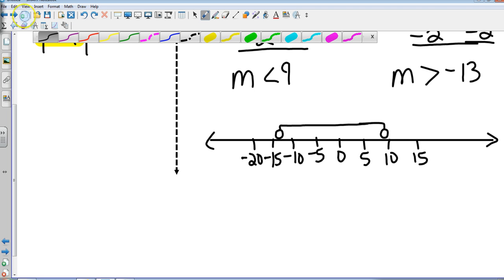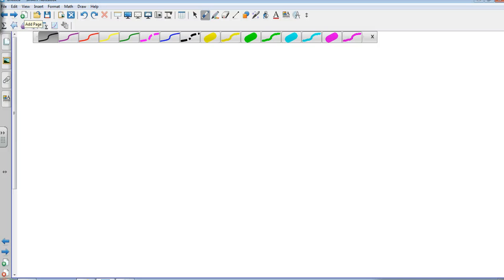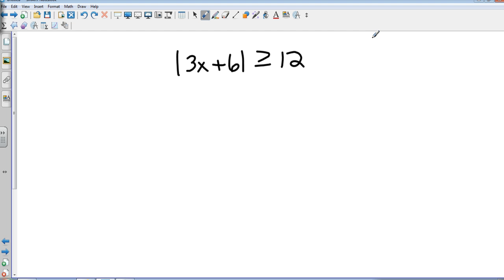So let's step it up just a little bit, and let's take the absolute value of 3x plus 6 is greater than or equal to 12. Again, let me make those absolute value brackets a little bit bigger. Absolute value of 3x plus 6. Again, situation 1, situation 2. So I'm going to go ahead and pause this and see if you can work through this one. Go ahead and graph it, and I'll be back to you in a second.